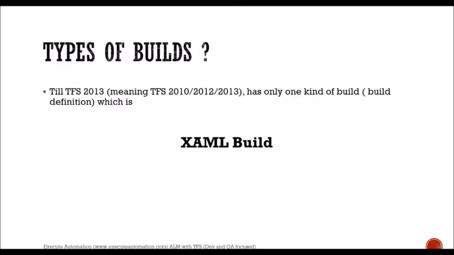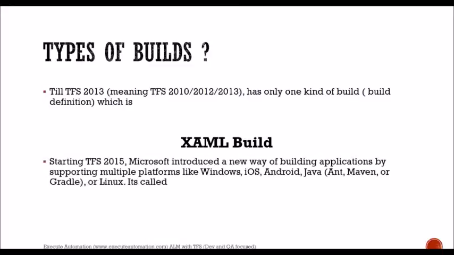So XAML build was the one which was there till 2013, and starting from Team Foundation Server 2015, Microsoft introduced a new way of building applications by supporting multiple platforms like Windows, iOS, Android, and it even supports languages like Java, and with Java you can support Ant, Maven, or Gradle, as I already told, and also it supports Linux. So this kind of build definition is called VNext. We'll discuss XAML build definitions and VNext build definitions in upcoming videos of this video series.